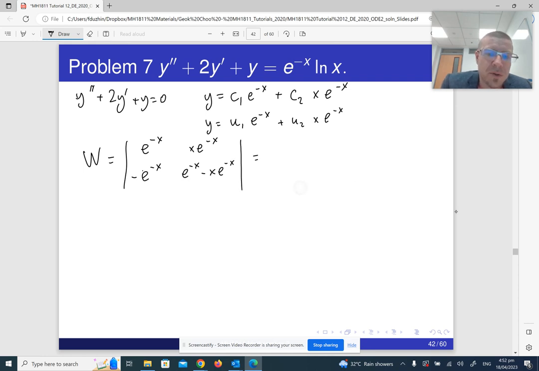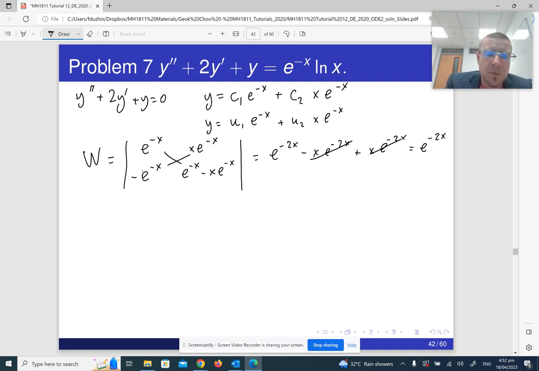Okay, and so first we multiply like this. It's going to be e to the minus 2x minus x times e to the minus 2x minus the multiplication like this. So plus x e to the minus 2x. So these two terms cancel out, and this is just e to the minus 2x.